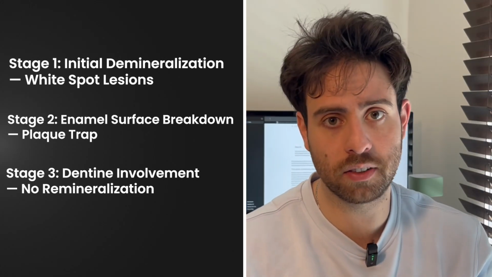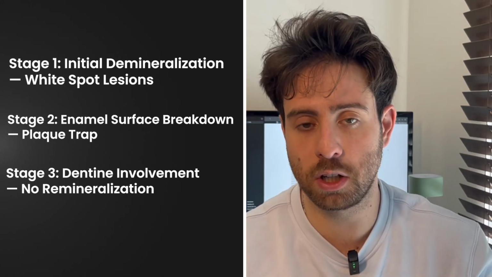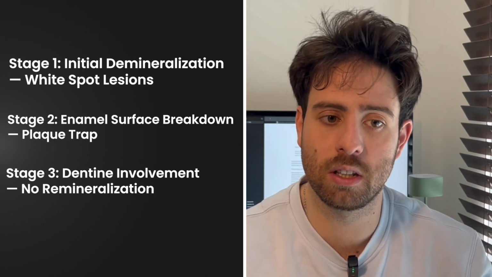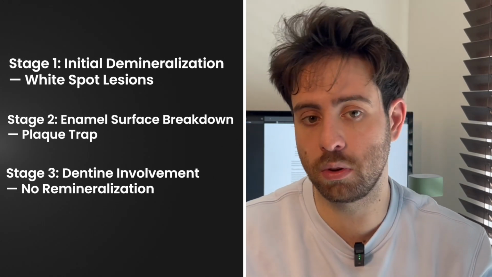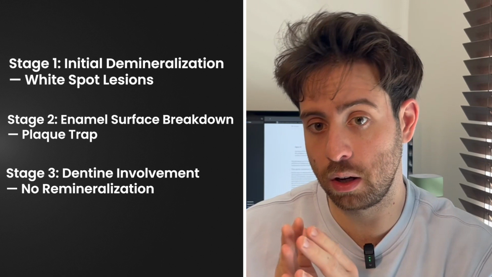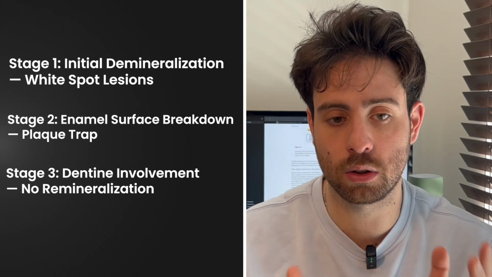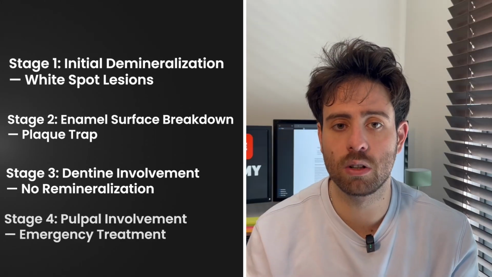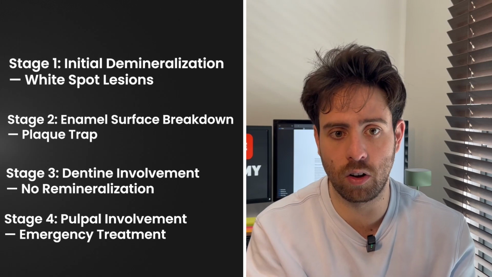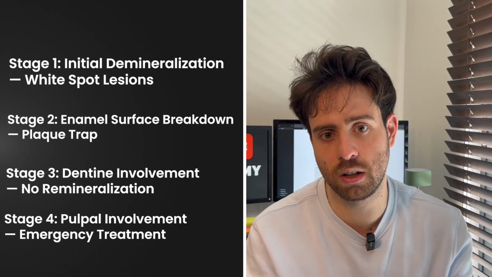And at this stage, the evidence is clear. So restoration intervention is necessary. And the question then becomes, how do you restore a tooth in a way that preserves maximum healthy tooth structure while providing good long-term function? And now moving on to stage number 4, which is pulpal involvement, or which I would call emergency territory.